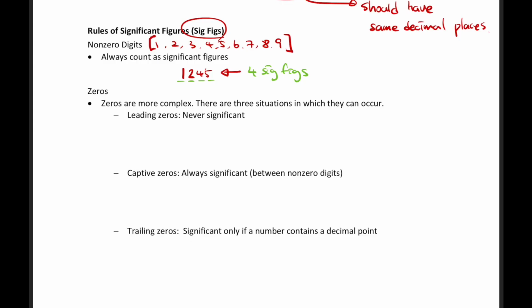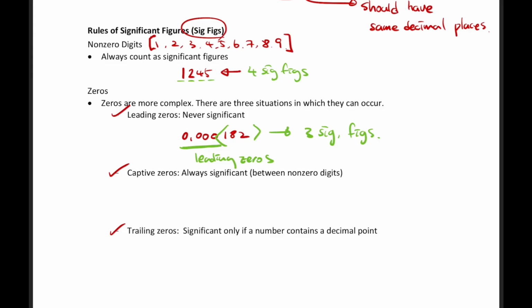Okay, now let's discuss the zeros. Zeros are more complex. There are three situations in which they can occur. The first one is leading zeros, the second one is called captive zeros, and the last one is called trailing zeros. When you have leading zeros, they are never significant. What I mean by leading zeros is when you have something like 0.000182, these zeros in front of your non-zero digits are called leading zeros. And these numbers are, of course, our non-zero digits. So in this case, we only have three sig figs.